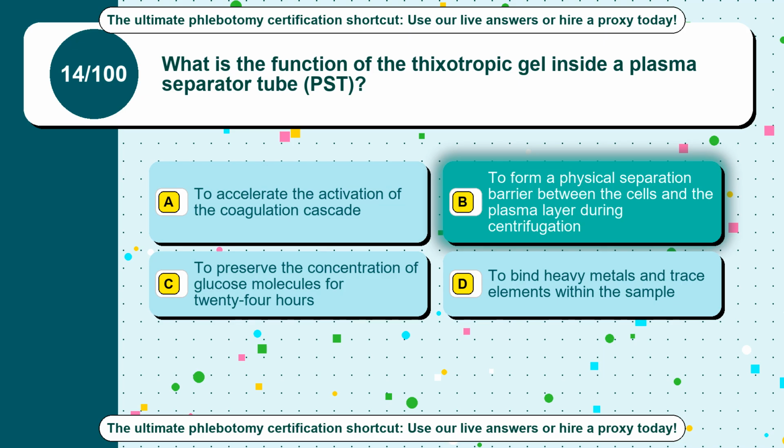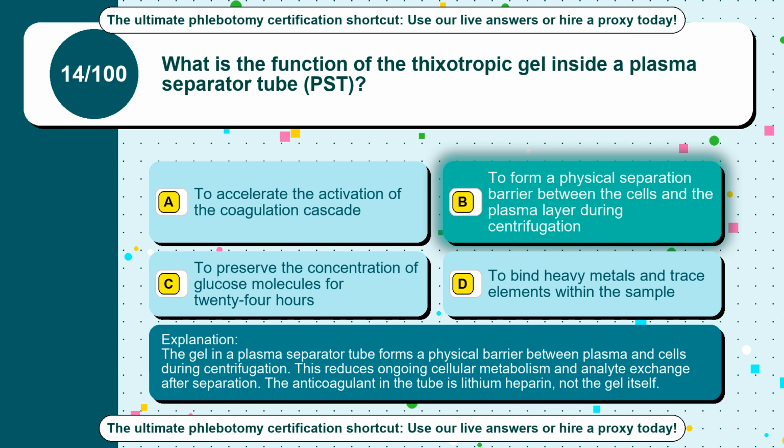To form a physical separation barrier between the cells and the plasma layer during centrifugation. The gel in a plasma separator tube forms a physical barrier between plasma and cells during centrifugation. This reduces ongoing cellular metabolism and analyte exchange after separation. The anticoagulant in the tube is lithium heparin, not the gel itself.